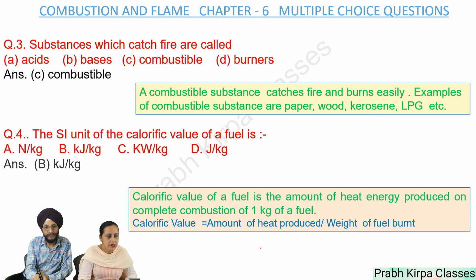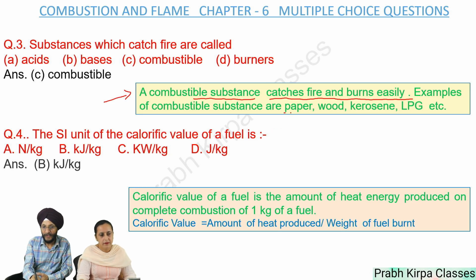Question number 3. Substances which catch fire are called A. Acids, B. Bases, C. Combustible, D. Burners. So answer is combustible. In this case, we must understand what is the meaning of combustible substance. A combustible substance is a substance which catches fire and burns easily. Some examples of combustible substance are paper, wood, kerosene, LPG, etc.